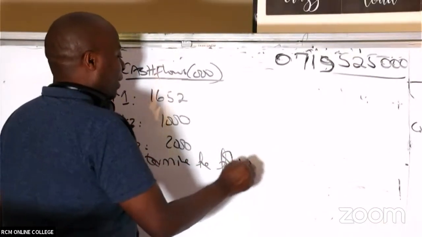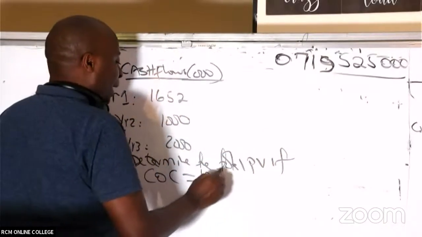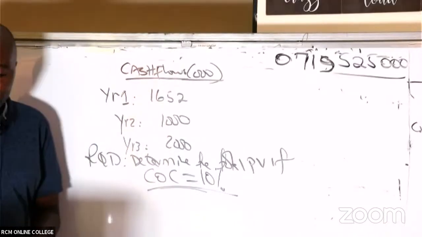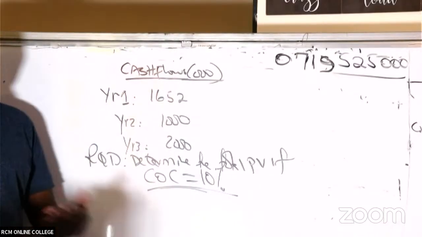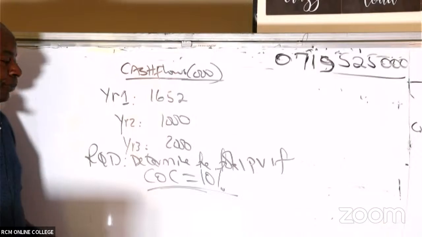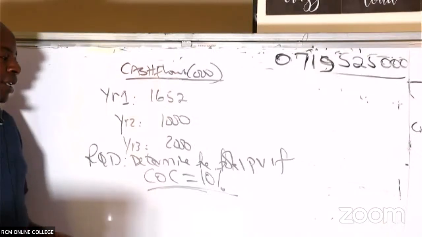And then we are required here to determine the total present value if coke is 10%. Remember, coke is the same as cost of capital. Same as rate of interest, really. If coke is 10%.